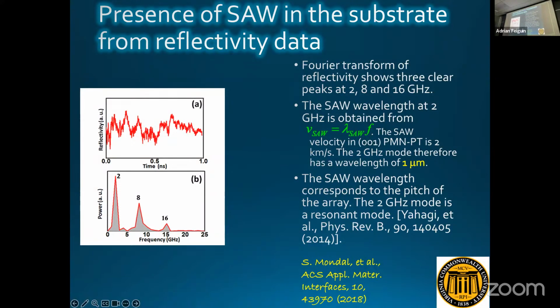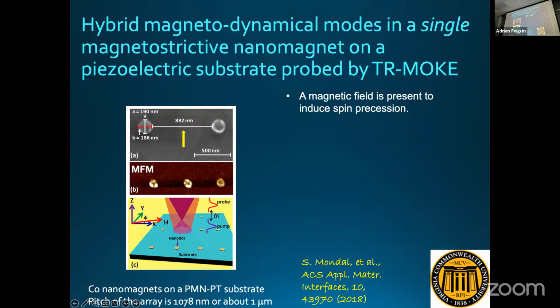The SAW wavelength at 2 gigahertz is obtained from this relation: the velocity of the SAW is the product of the wavelength and frequency. Frequency is 2 gigahertz. Velocity of SAW in 001 PMN-PT substrate is 2 kilometers per second. So you can see that the wavelength corresponding to the 2 gigahertz mode is 1 micron. And remember what this 1 micron is: it is the pitch of the array, the distance center to center between the two nanomagnets.